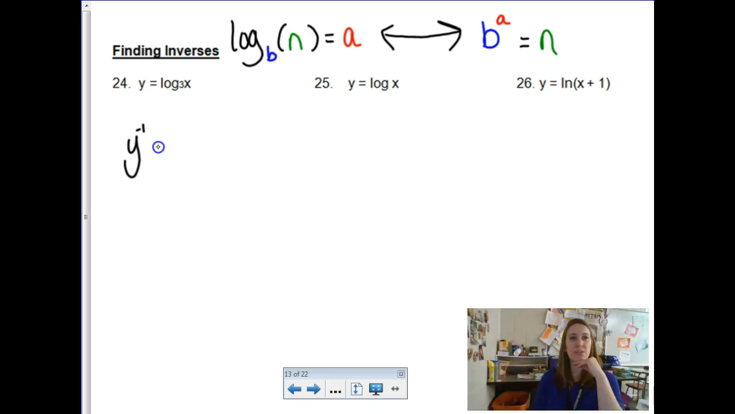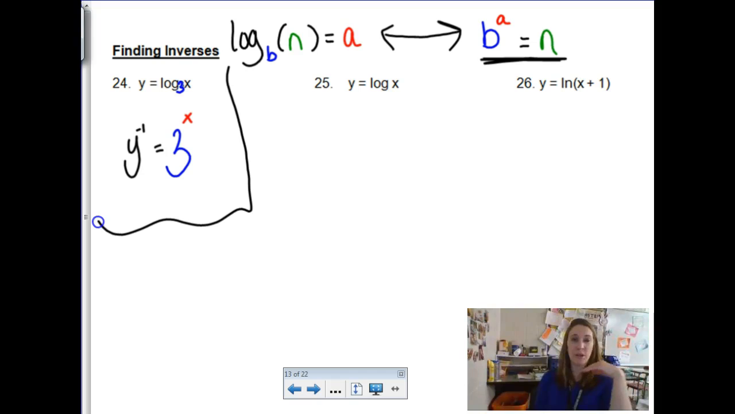I'm going to call this the inverse of y. And I know if it is a logarithm, I need to rewrite it as an exponential problem. So I figure out who my base is. My base is a 3. And then I raise it to the x power. That's the inverse function, okay?